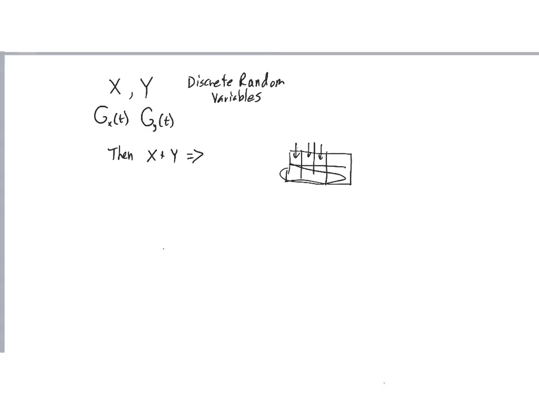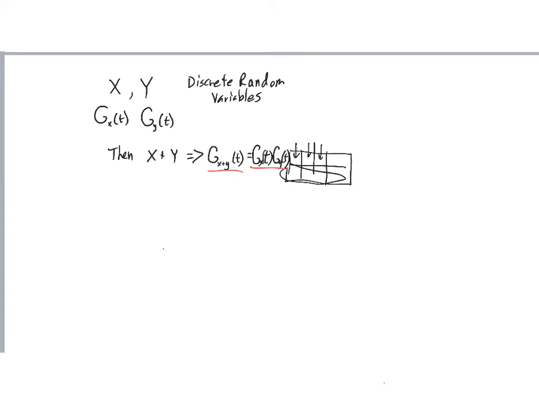We will say that X plus Y means the new PGF will be equal to G_X(t) times G_Y(t).